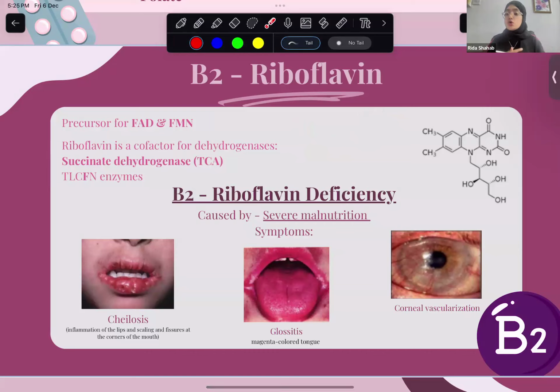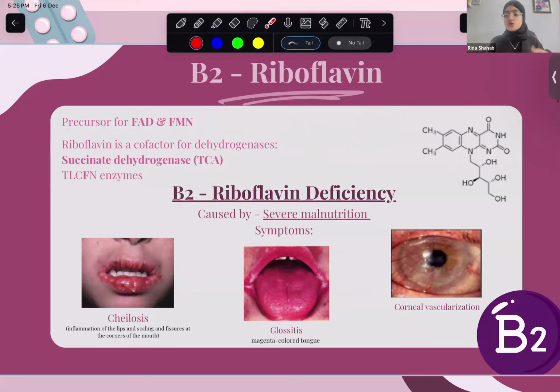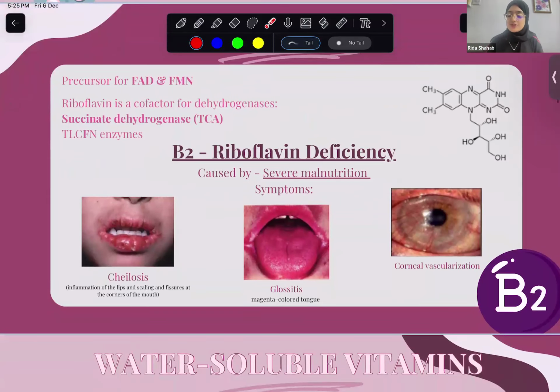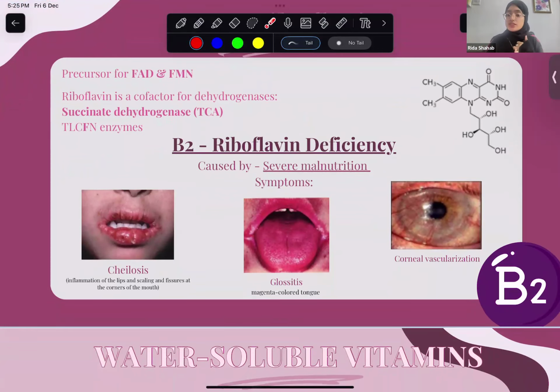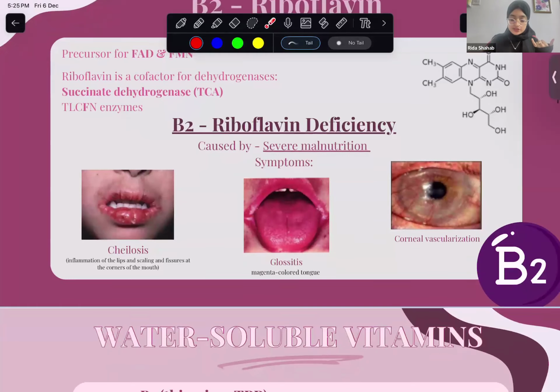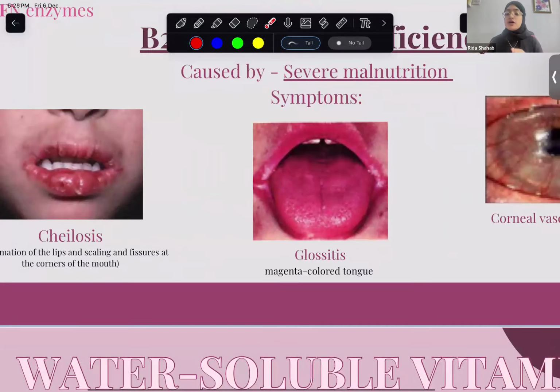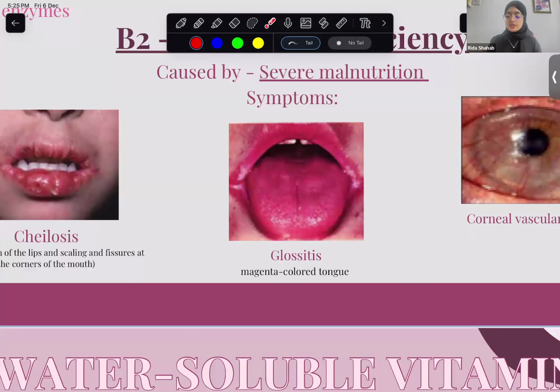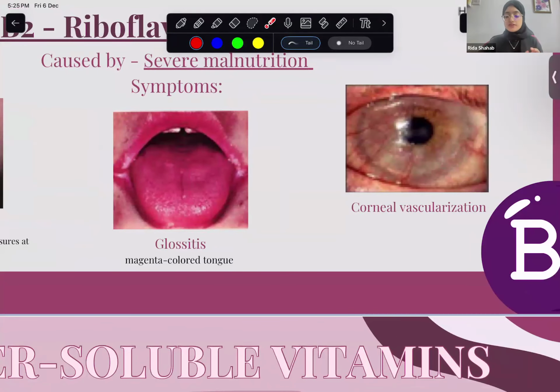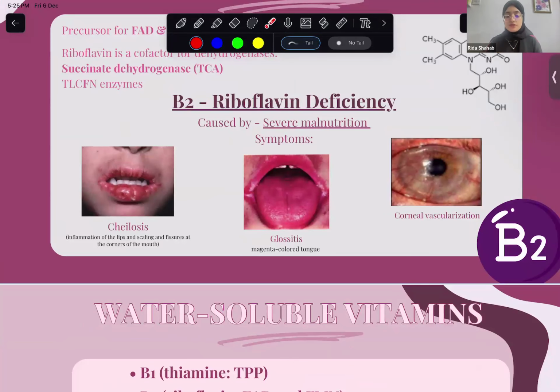Okay, riboflavin is a cofactor for succinate dehydrogenase, which comes in your citric acid cycle. So if you know your citric acid cycle, you know that there is an enzyme called succinate dehydrogenase. Okay, and riboflavin deficiency is also caused by severe malnutrition because you're not taking it in your diet. One of the major symptoms that you're going to see in these patients are going to be one of these three. So there's going to be cheilosis, which is inflammation around the lips, scaling and fissures around the corners of the mouth. There's going to be glossitis, which is magenta colored tongue, or corneal vascularization. Okay, so the patient is going to present with either all three of these or one of these, okay?